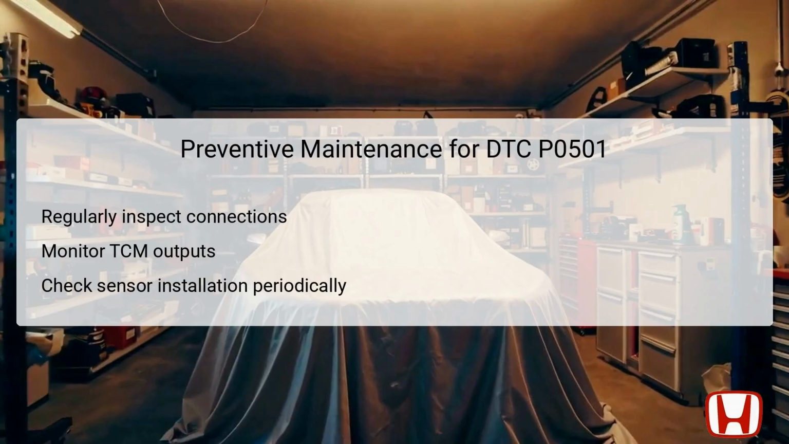Implementing a robust preventive maintenance schedule is essential. Regular inspections of the electrical connections between the sensor and the TCM can help preempt any performance issues. Additionally, monitoring TCM outputs during routine diagnostics can assist in identifying discrepancies early on. Performing periodic checks of the sensor installation can also safeguard against possible alignment or installation errors.